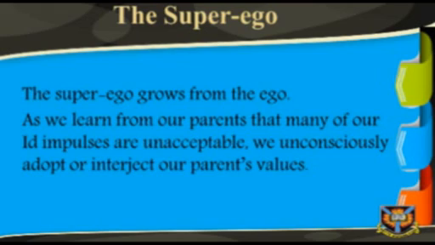The superego. The superego grows from the ego as we learn from our parents that many of our id impulses are unacceptable. We unconsciously adopt or introject our parents' values. We identify with our parents and judge ourselves by their standards. We develop a conscience. When we uphold their values, we feel good, and we feel guilty when we go against them.